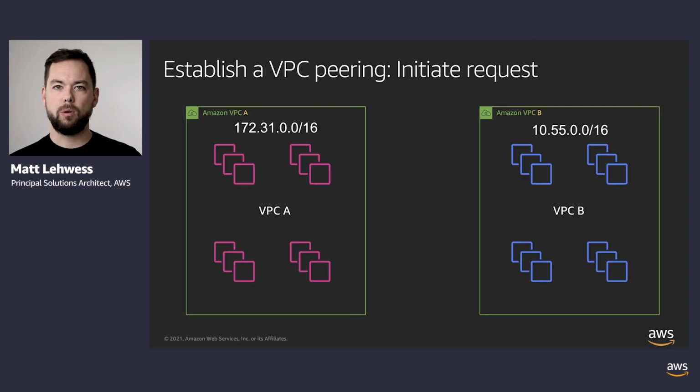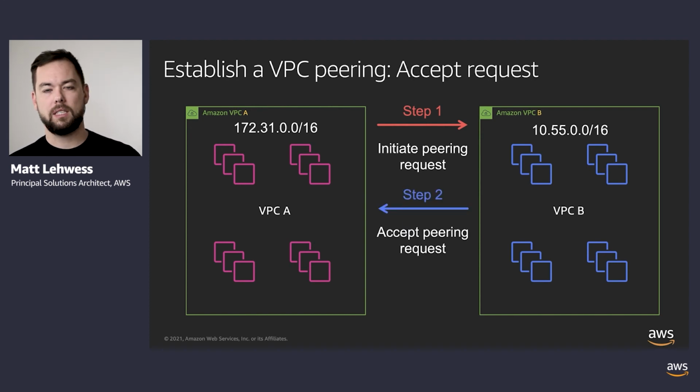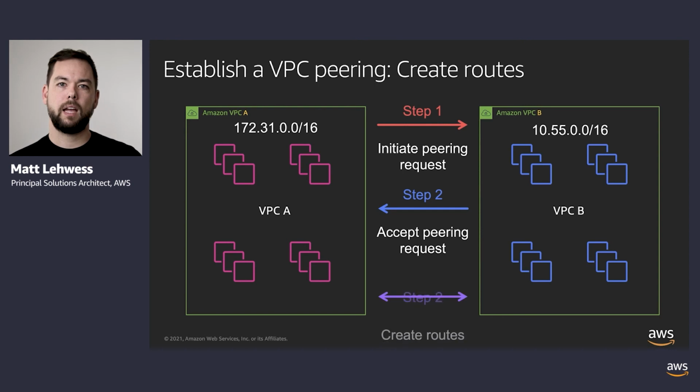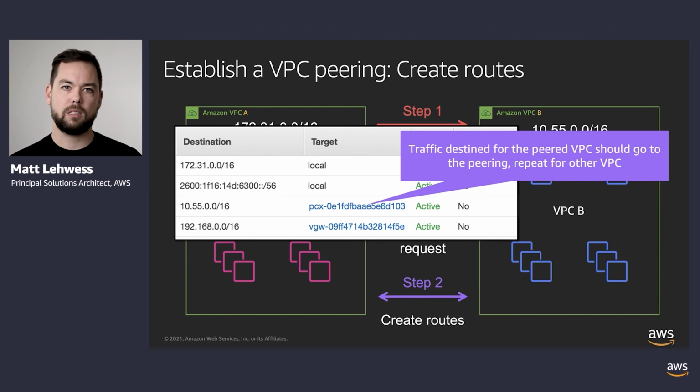Now, the peering process itself basically looks like this. We have VPC A on one side wanting to peer with VPC B. The account for VPC A initiates a peering request. VPC B's account accepts the peering request, and then you create the routes in each VPC to connect to the other via the peering connection. And so routes basically look like this. We've got, in our VPC A, a 10.5.0.0/16 via the peering connection, or PCX-0E1FD, etc., allowing us to connect those two VPCs together.